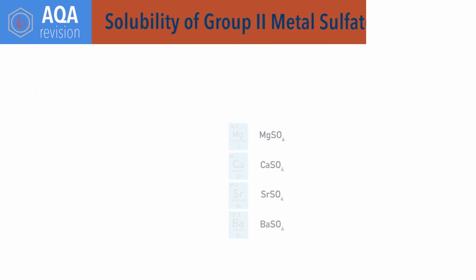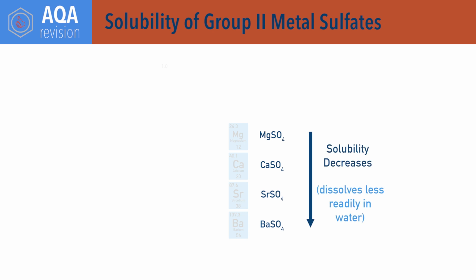The solubility of the group 2 metal sulfates decreases down the group. Group 2 metal sulfates are made up of a metal ion, M2+, and a sulfate ion, SO4 2-. Magnesium sulfate, MgSO4, is highly soluble in water, whereas barium sulfate, BaSO4, is insoluble.